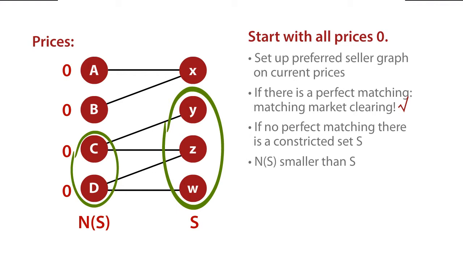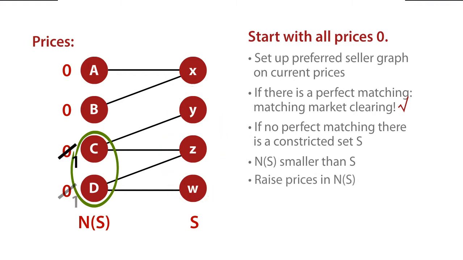So what market clearing prices will have to do is somehow resolve or help with this conflict, and what might help is raising prices. So we take the neighborhood of the constricted set and raise prices. This is our basic algorithm: we find the constricted set and raise prices.